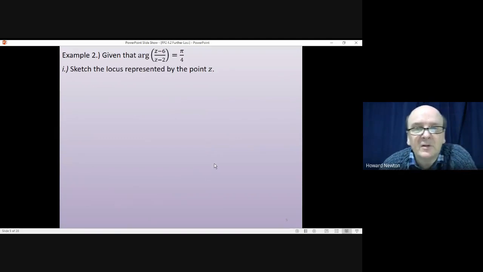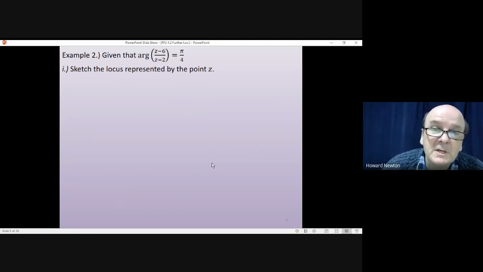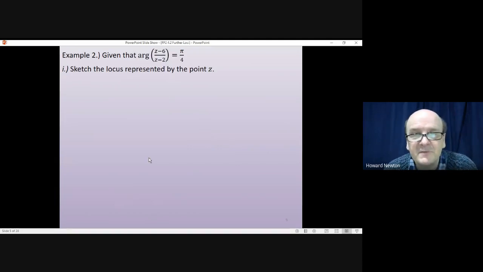Okay, let's have a look at an example. So example 2, given that the argument of z minus 6 over z minus 2 is equal to pi by 4, sketch the locus represented by the point z. Now these two numbers will normally be complex numbers. In this example, they're both real numbers. It means that they'll be on the real axis in the Argand diagram. This does make the question a little bit easier to do. But in general, they could be any complex number. Anyway, I'll let you have a go at doing this yourself first. So pause the video and then come back to me again when you're ready.